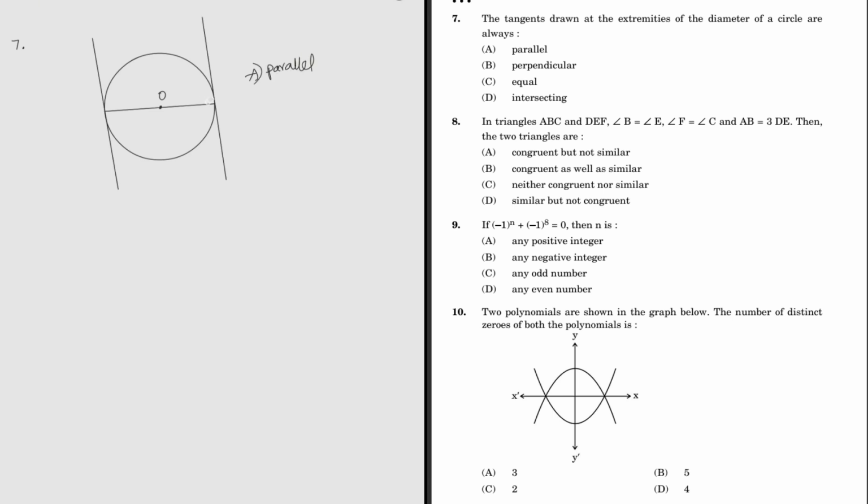Or you can prove it by saying the tangent hits the circle. The tangent makes 90 degrees with the radius drawn to that same point from the center, and this is also 90 degrees. So we can directly say that these two lines are parallel.